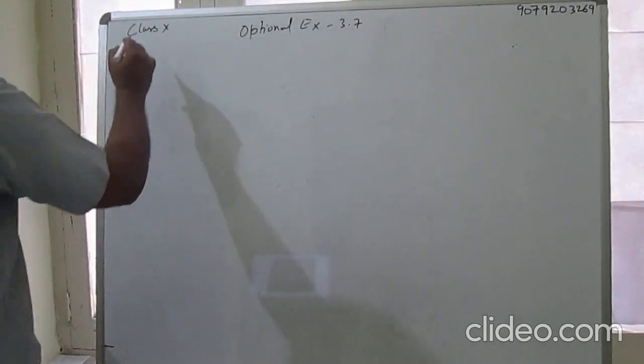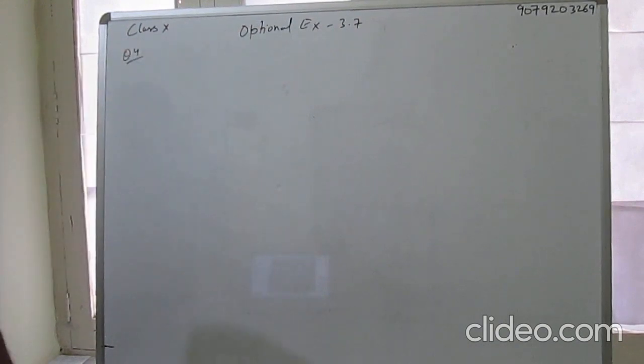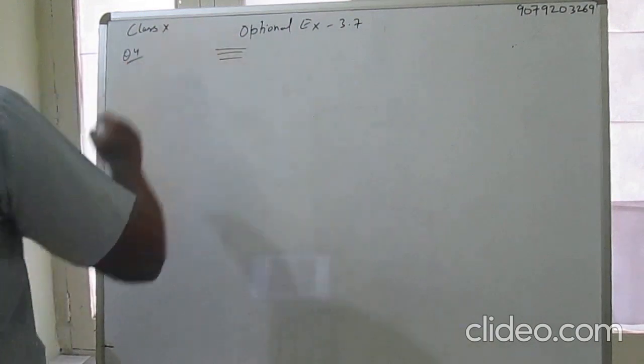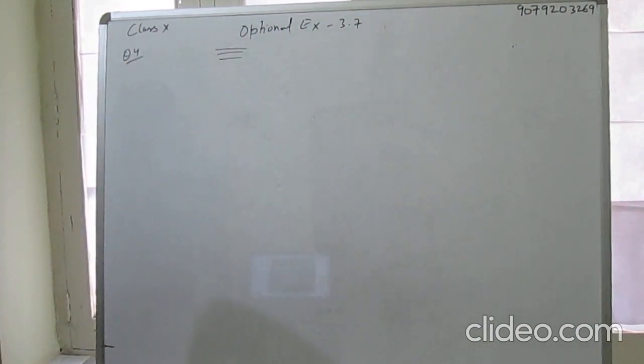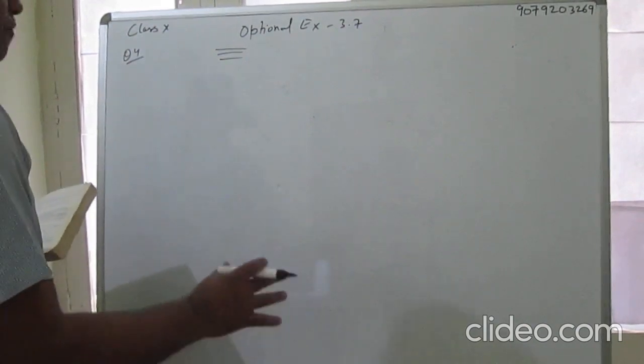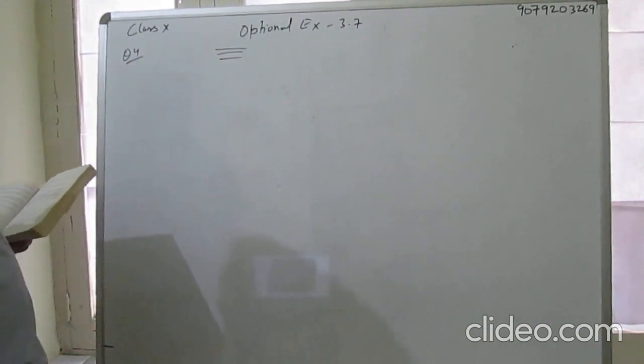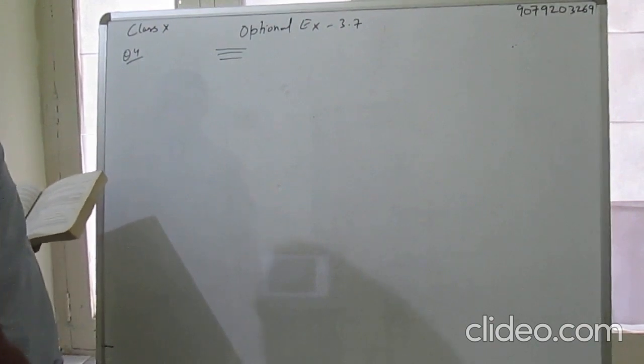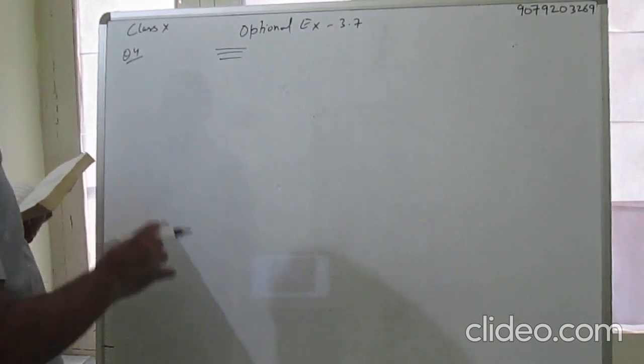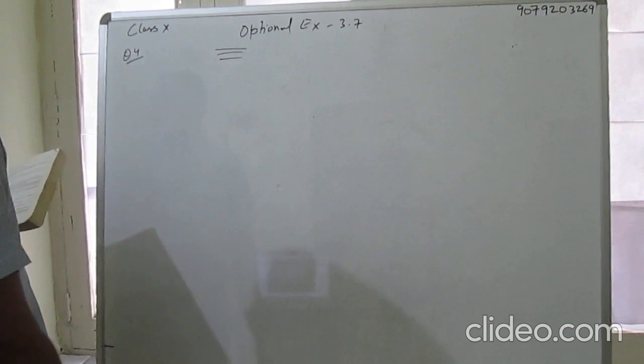Question 4. The students of a class are made to stand in rows. If 3 students are extra in a row, there would be 1 row less. It is the same as question number 3. If 3 students are less in a row, there would be 2 rows more. Find the number of students.